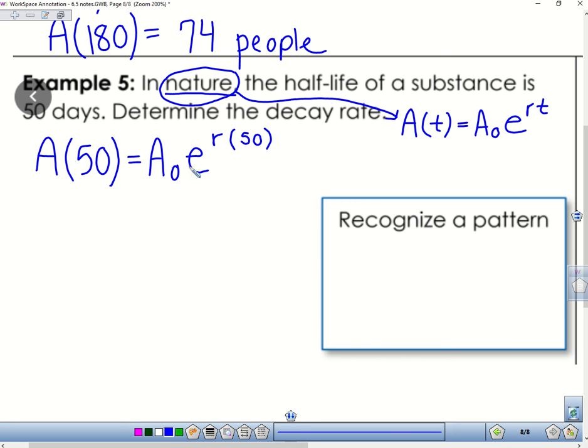So now we have to figure out how much we're starting with of the substance. Basically, we can set this up the way we want to. If we're trying to figure out the general half-life, we're just going to start with 1 of whatever that item is. So we're going to plug in 1 for A sub 0 here. So A of 50 is equal to 1 times E to the R times 50, so that's just E to the 50R.